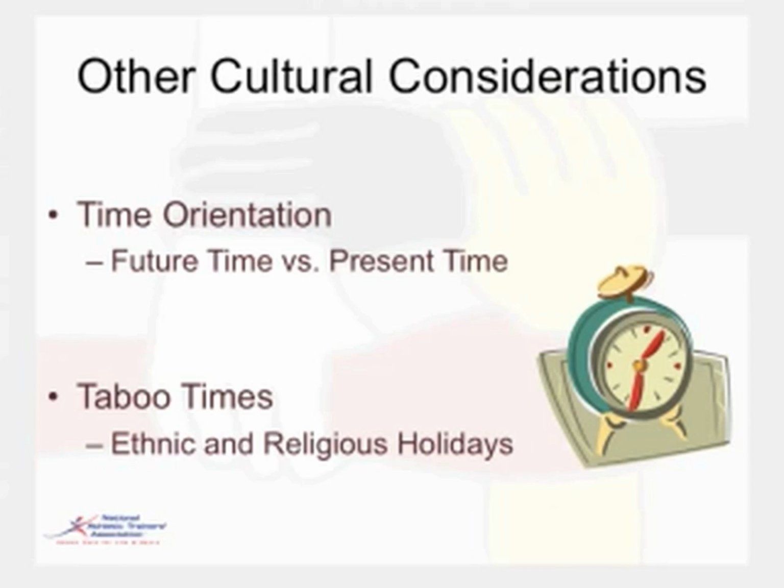Other cultural considerations not addressed as a part of taking the history or doing the inspection and observing or doing the palpating include time orientation and taboo times, future orientation versus present orientation. Future oriented individuals value clocks, they value being on time. In fact, they may be early to what it is that is going on, and they're looking into the future. They have calendars.